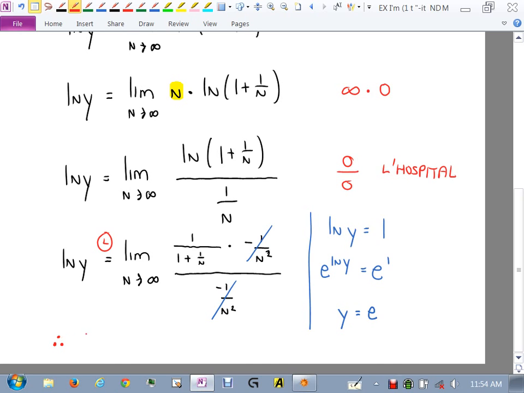Therefore, a sub n approaches e. It is a convergent sequence. Questions?